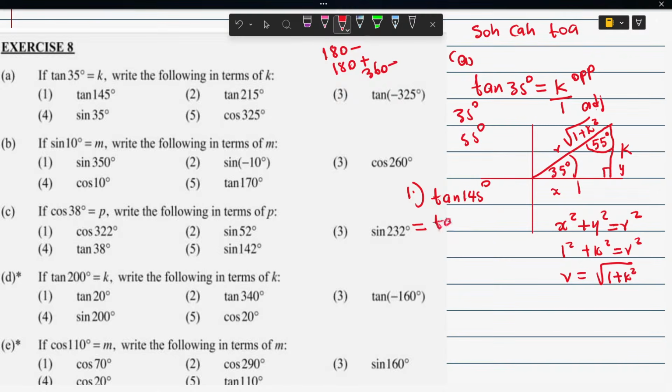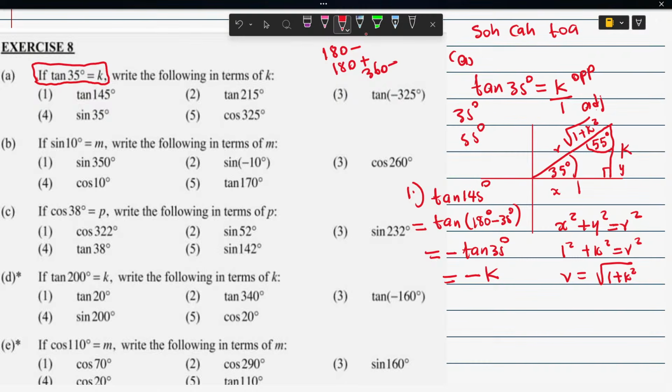So tan 145 degrees, how do you change it? It will be tan of 180 degrees minus 35 degrees. I hope that one is clear. Therefore, remember, it's second quadrant, so it will be negative tan 35 degrees. And tan 35 is there in the question. Look where I'm underlining on the question. Tan 35 is K, so the answer will be negative K. This is how you deal with this question. Yes, that's 180 minus 35 degrees.